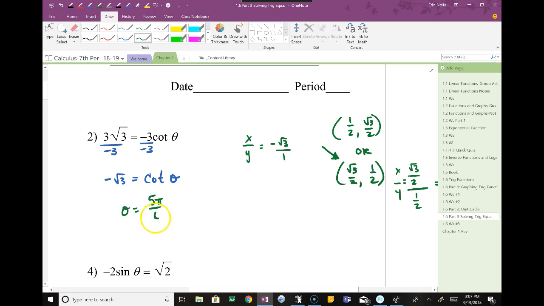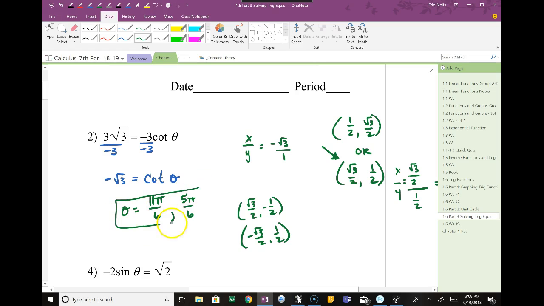5 pi over 6. Which one is that? Yeah. So let's do the square root of 3 over 2 and a negative 1/2. 11 pi over 6. So let's do that. Okay, so that was 11 pi over 6. And then the negative square root of 3 over 2, 5 pi over 6. Yeah, so the 2 points that we're looking for is we need the square root of 3 over 2 and a negative 1/2. And then the negative square root of 3 over 2 and a positive 1/2.